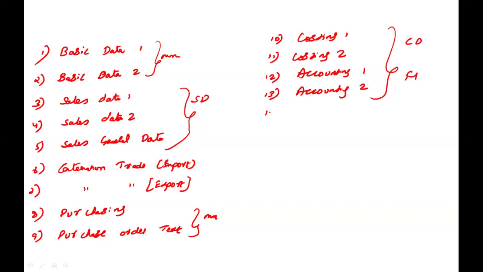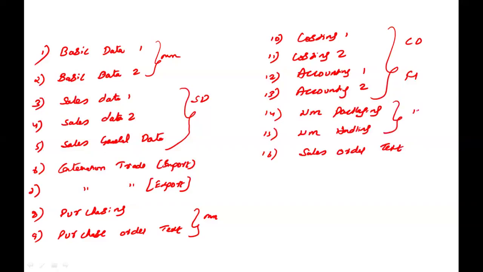Okay. Then we have packaging information. I think we have two packaging views, packaging 1 and packaging 2. Then we have sales order text. So this is handled by EWM or WM. This is handled by SD. So these are the views in SAP. So we have 16 views.